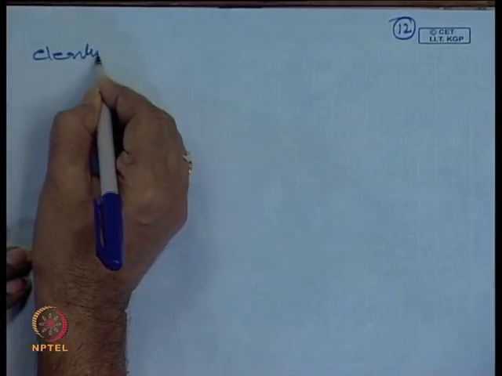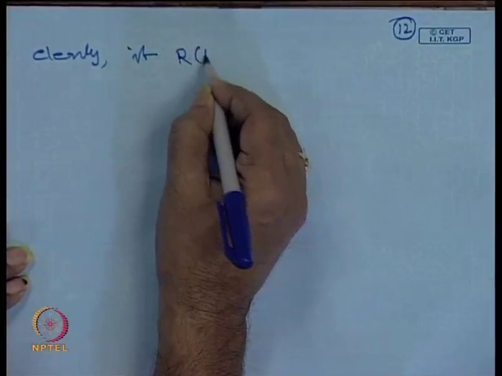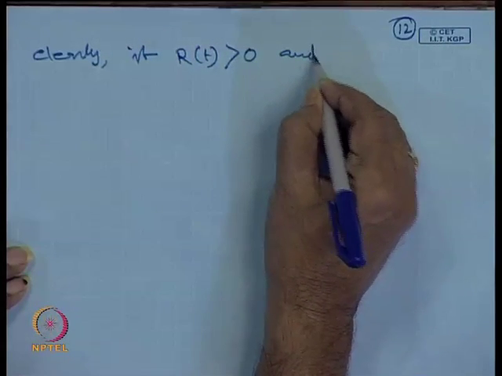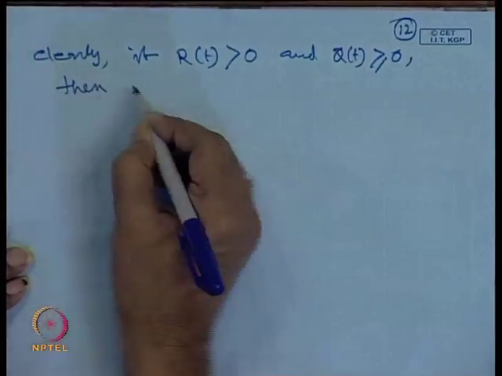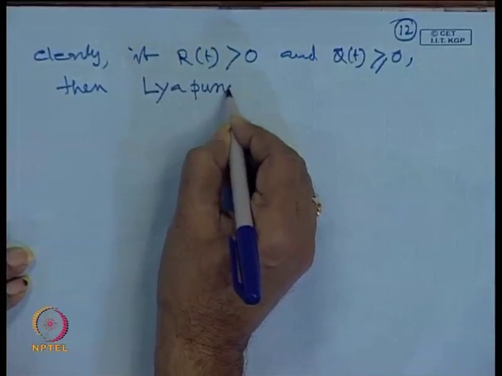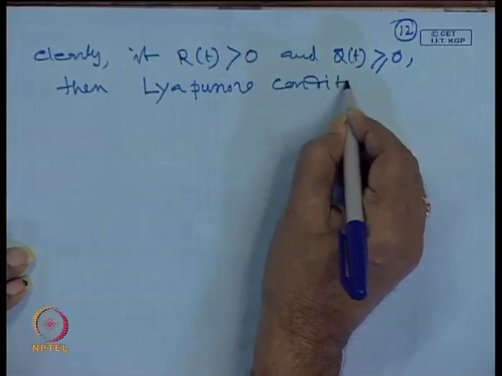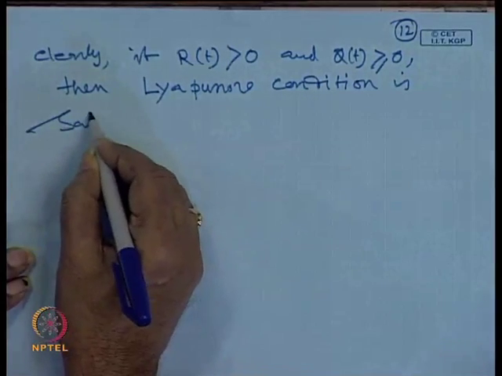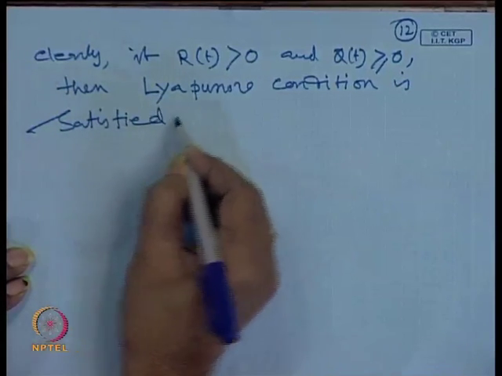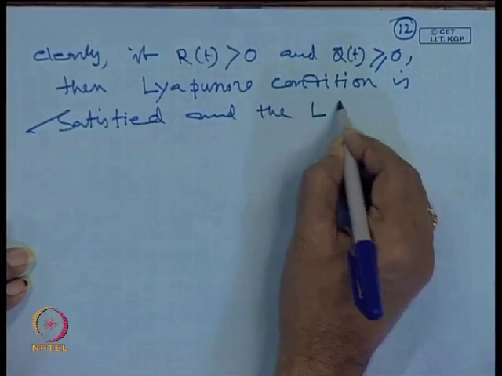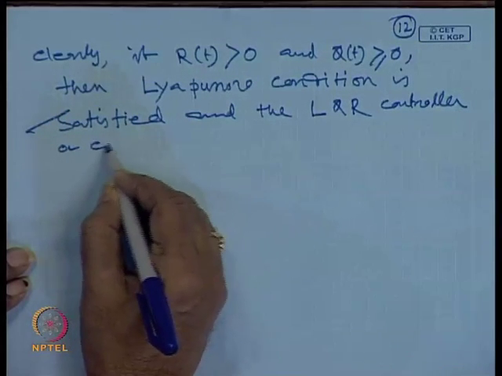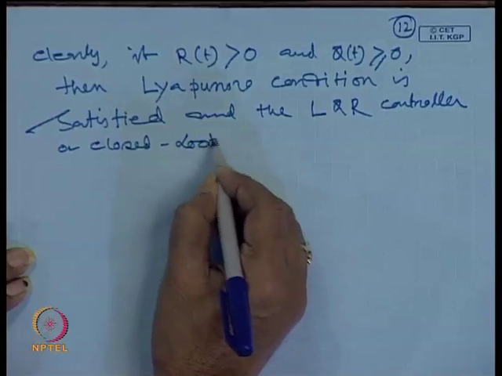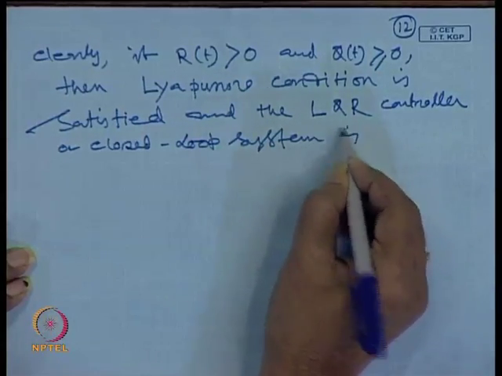So clearly one can say, if R is greater than 0 and Q of t is greater than or equal to 0, then the Lyapunov condition is satisfied and the LQR controller, or the closed loop system, is stable.